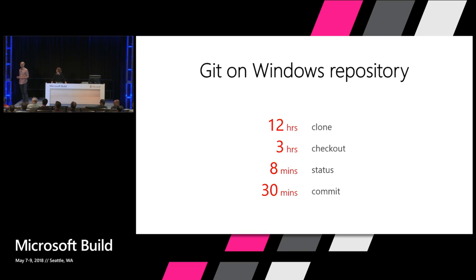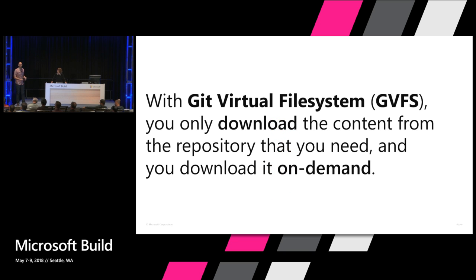So we were not real happy about that. The goal of OneES was to improve developer productivity, and this is anything but. So between the Windows team and the Visual Studio Team Services team, we collaborated to build a tool called the Git Virtual File System. You can think of GVFS as sort of like OneDrive on demand, but for your code.